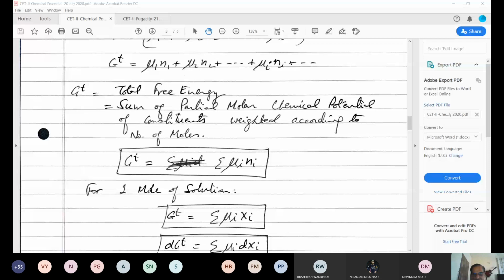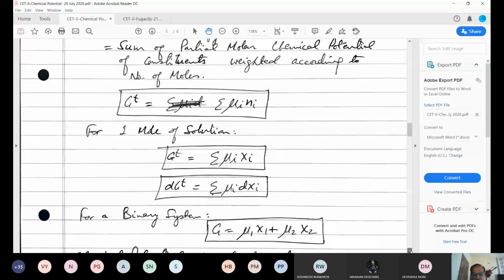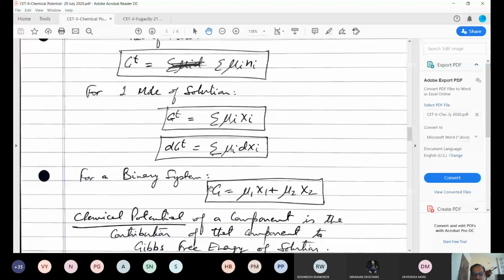Any doubts? Ask now. Okay, so we had done some derivations. We did it for partial molar volume, and yesterday for partial molar Gibbs free energy, or chemical potential. Same thing. We derived that the molar volume of solution is partial molar volume of component 1 into x1 plus partial molar volume of component 2 into x2. It was like that, right? Can you see this PDF?